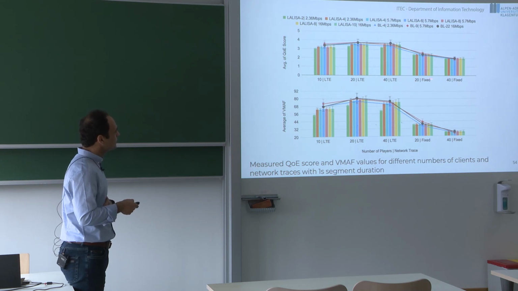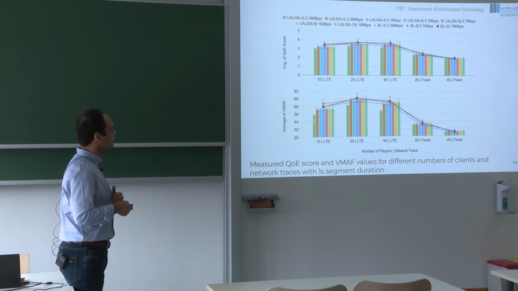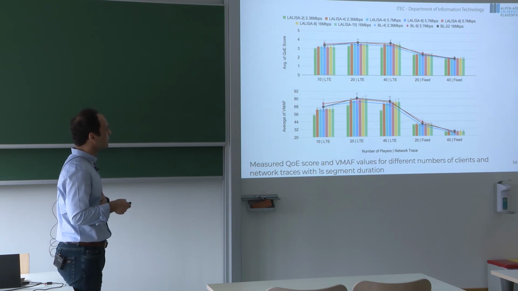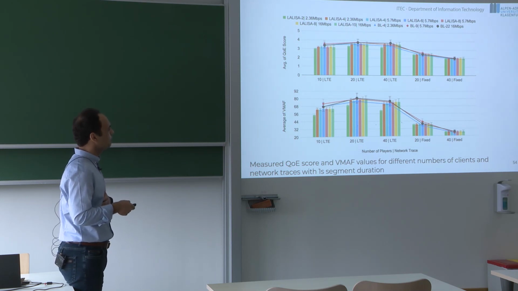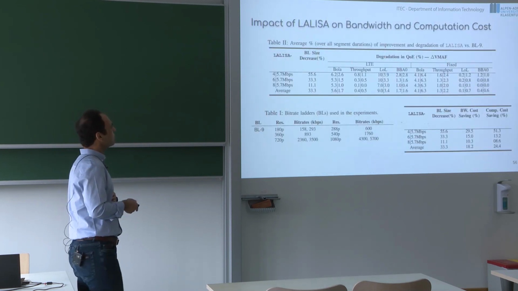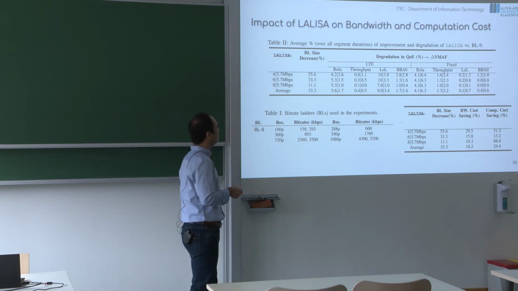For different traces and different numbers of clients, we can see that the average QoE score is almost the same. And also, for the average VMAF, you can see that when, for example, we use Lalisa with only 2 bitrates, we have some drop in the VMAF. But if we have, for example, 10 bitrates, we can reach the fixed bitrate ladders. And in terms of the cost, we have a good outcome and good gain from here.